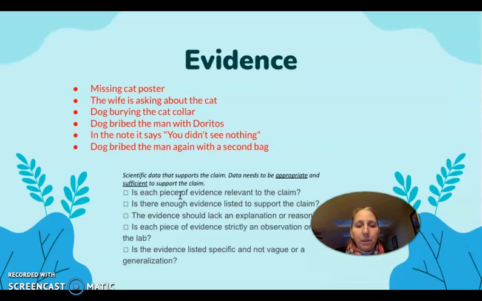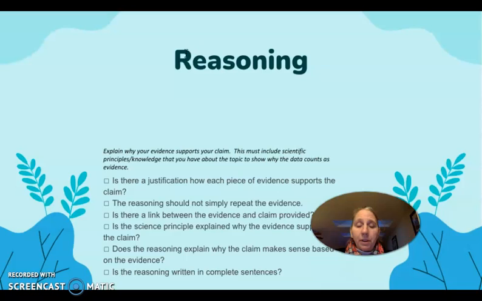You'll see that each piece of evidence is relevant to the claim. There is enough evidence listed to support the claim. The evidence does not have an explanation or reasoning, and each piece of evidence is either strictly an observation or a piece of data from the lab. In this case, it's all observation from the video clip. And finally, the evidence that is listed is specific. It's not vague.